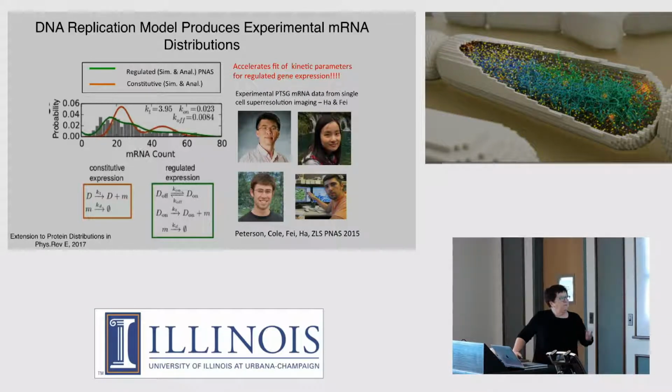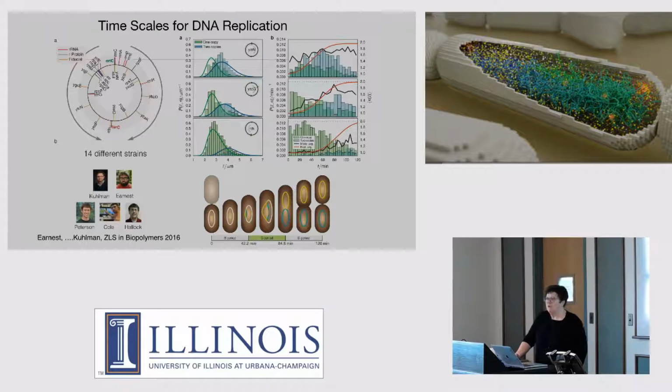And we did that, and there's the real data in the PNAS article, the histograms, and the green is our fit. And if you didn't know that it was regulated expression and tried to fit it with constitutive expression, that would be the red curve that you would get, right? So the precision of the experiments is now dictating that we have to really push our analytical models.